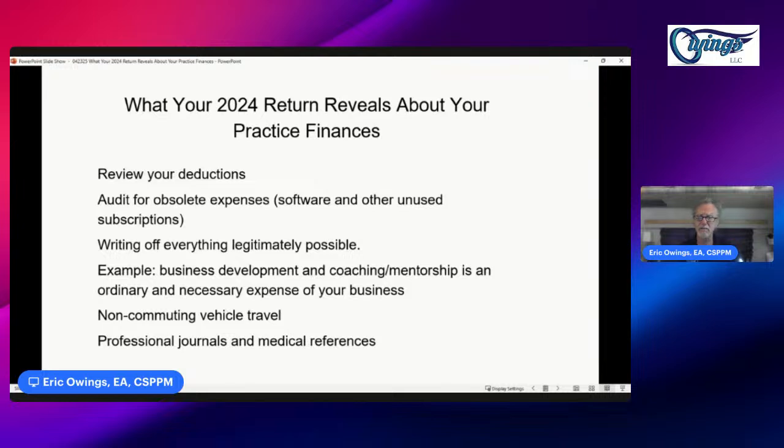That is an IRS phrase, okay? And it just means that if you are spending money and it is ordinary and necessary to the conducting of your business, then it is a legitimate write-off. So one of the things that is a really good example is, let's say you go into business development coaching, but it doesn't have anything to do with medical advancement or expansion of your knowledge. That's okay. That's still an education expense. And again, you just need to make sure that you're getting all that stuff down.